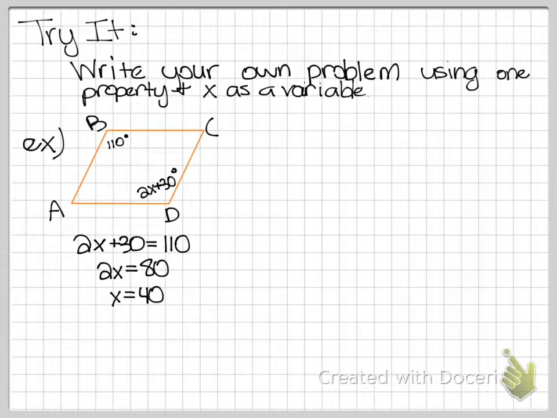So the last thing I'm going to ask you to do tonight is to write your own problem using one property and x as a variable. And I will be checking for this tomorrow when I go around the room and check notes to make sure that each person has their own individual problem and no two are alike. So here I used the fact that opposite angles are congruent to make a little problem, and I also solved it. You could use the fact that diagonals bisect, or that consecutive angles are supplementary. Okay, any of those 5 properties to help you solve that problem.